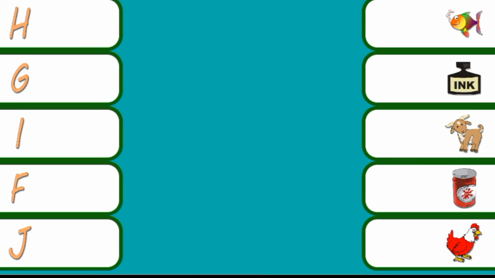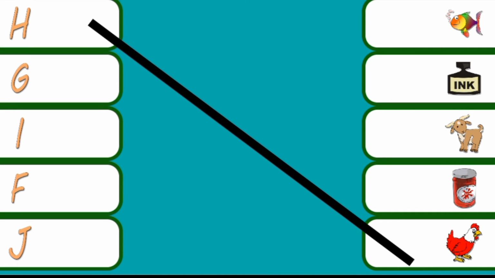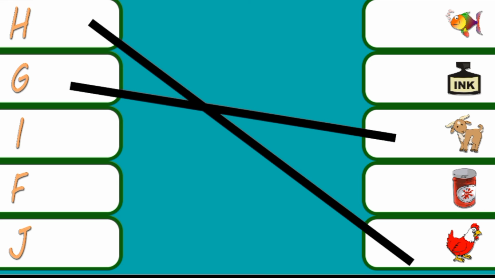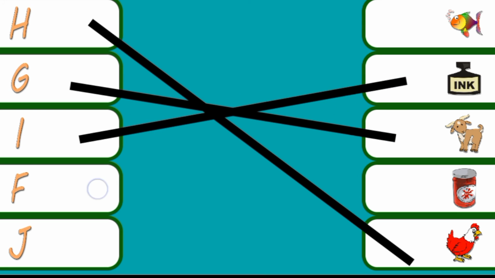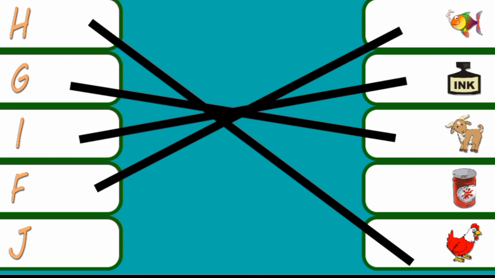K is for king. H is for hen. G is for goat. I is for ink. F is for fish. J is for jam.